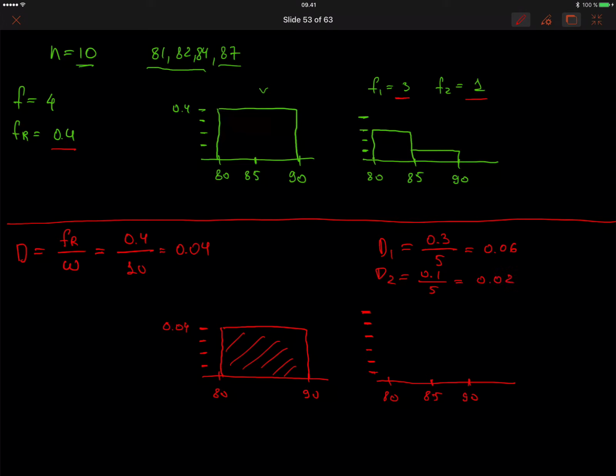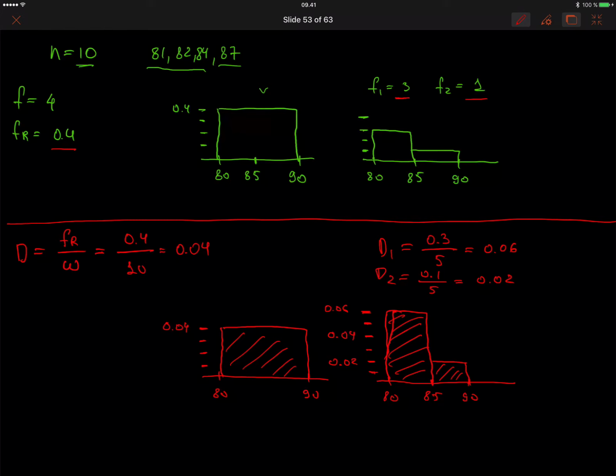Okay. Now I will make the drawing. So this is 0.06. This is 0.04. This is 0.02. So the first bin will be 1.5 times higher than the original one, and the second bin will be twice smaller than the original one. But if you calculate the average height of these two bins, it will be exactly 0.04.